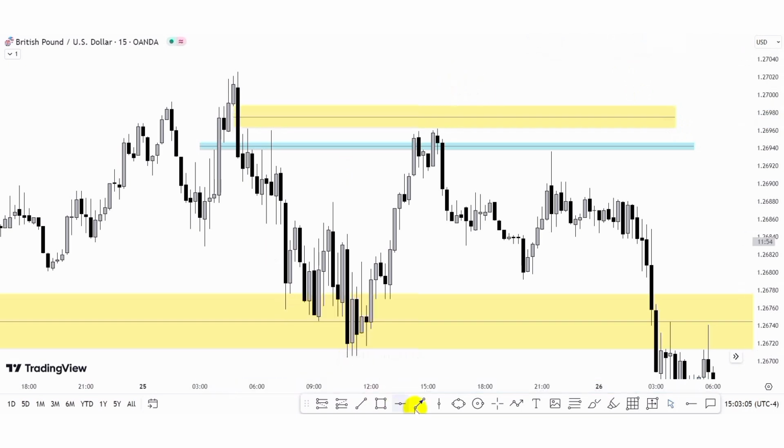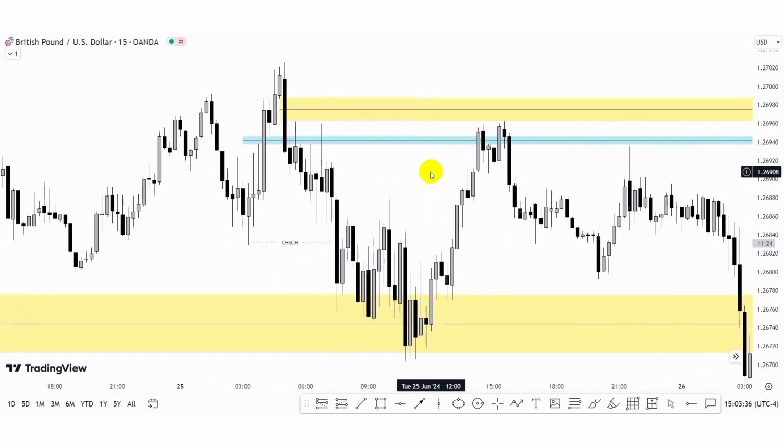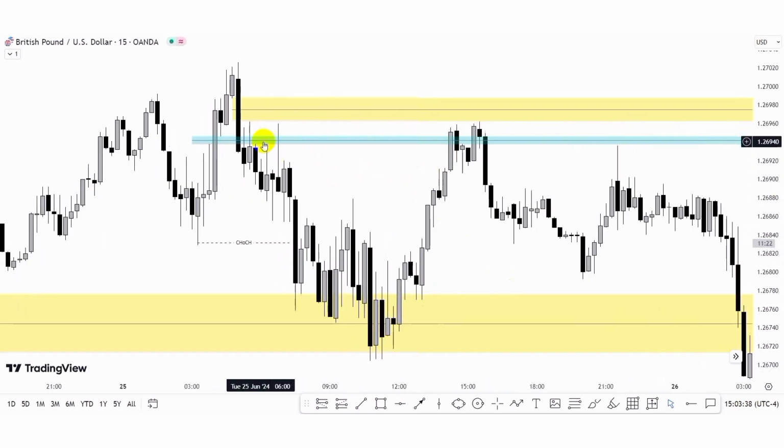When you see price create this change in market character, your expectation possibly would be you want to see price return and then fill up this fair value gap, and then you see the fall of price to the downside. But then you can see that we have an inversion fair value gap zone, because this zone has actually been respected by this return.